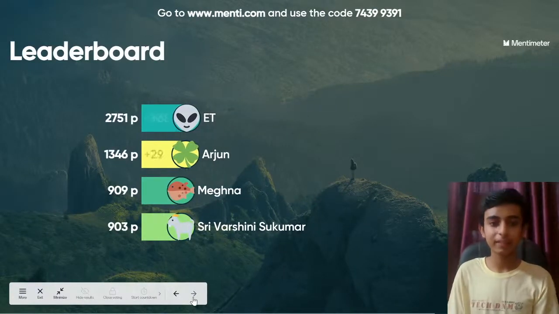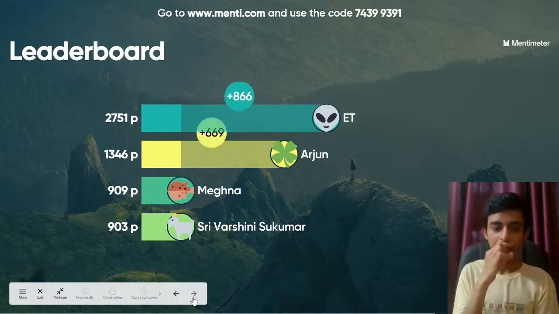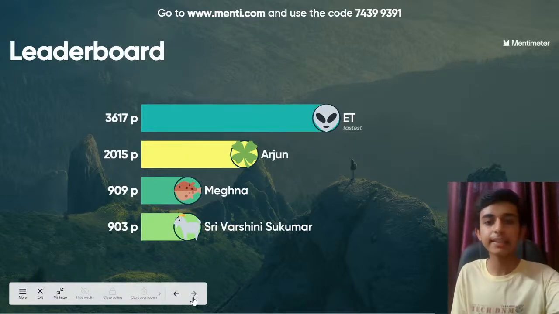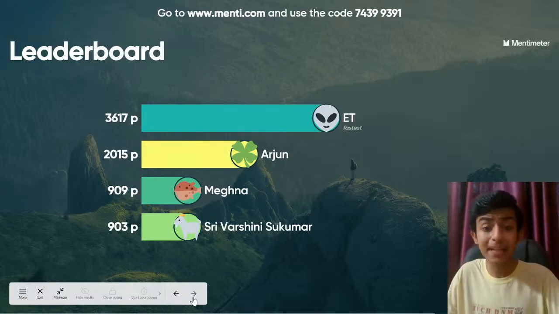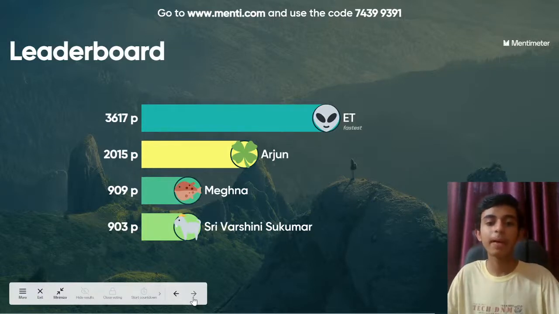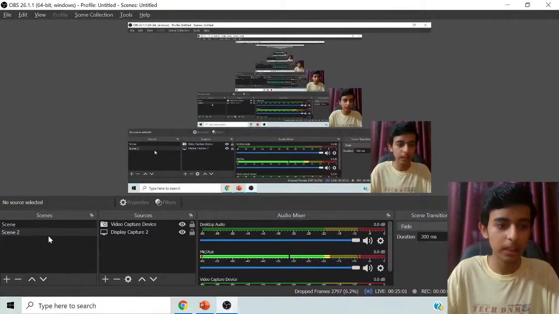Okay, let's have the leaderboard. So ET is the fastest, Arjun is at the second place, Meghna is at the third, and Shri Varshini Sukumar is at the fourth place. Congratulations.